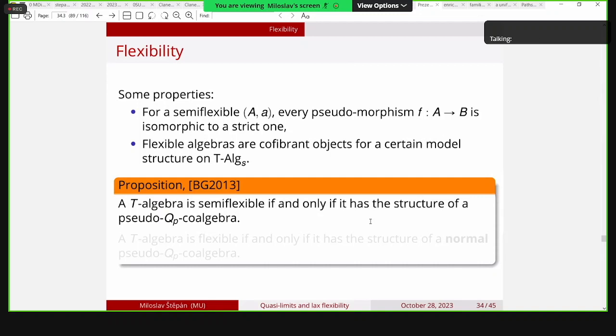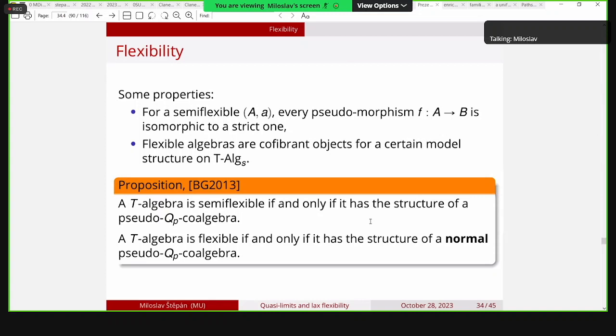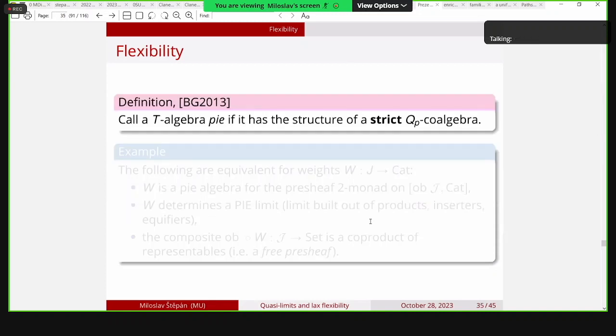Okay, and there's the following proposition that, I guess, appeared in the paper of Bourke and Garner, which says that a T-algebra is semi-flexible if and only if it has the structure of a pseudo Q_P-coalgebra. And an algebra is flexible if and only if it has the structure of a normal pseudo Q_P-coalgebra. By normal, I mean that the unitor 2-cell is the identity. So this proposition tells us there's a connection between flexible algebras and these Q_P-coalgebras. And this prompted Bourke and Garner to define a T-algebra to be pie if it has the structure of a strict Q_P-coalgebra.